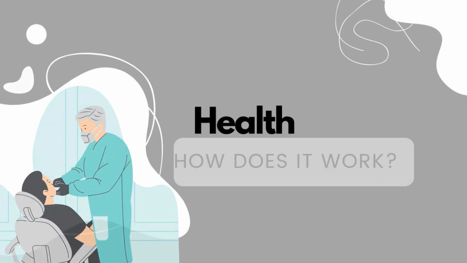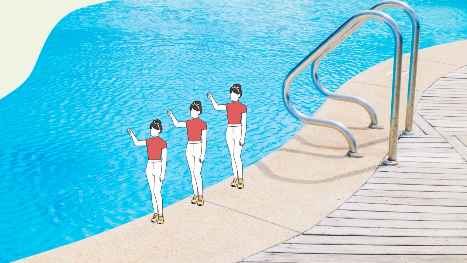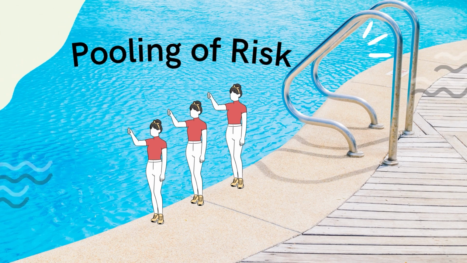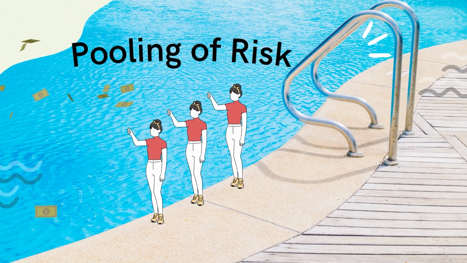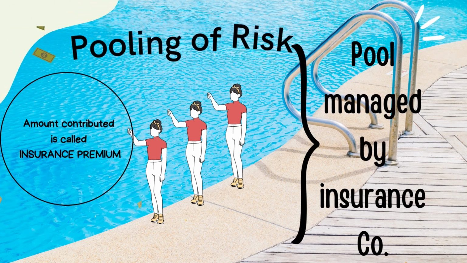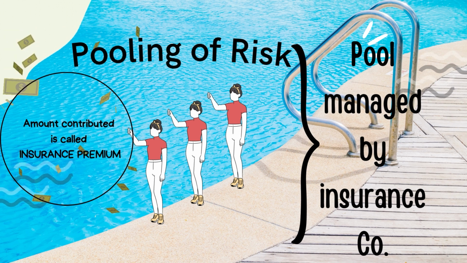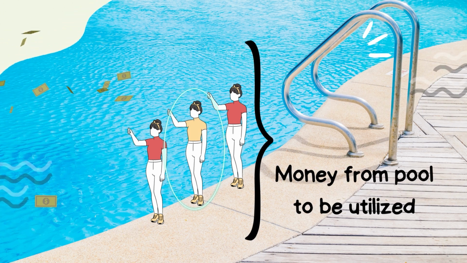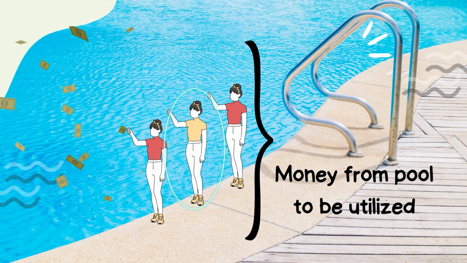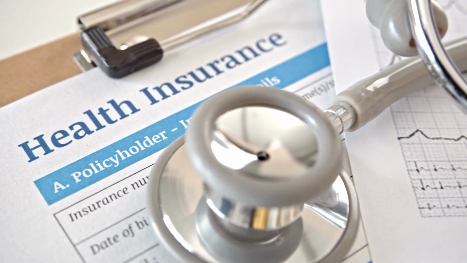Now, how does health insurance work? Well, health insurance works on the concept of pooling of risks. Let's say there are multiple individuals, they come together and they contribute some money to a common pool. Now the pool is managed by the insurance company and the amount that they are contributing towards this pool is known as a premium. Now let's say one of them falls sick. In that case, money from this pool is utilized to pay for the medical expenditure of this person. That's a very simplified version of how exactly health insurance works.